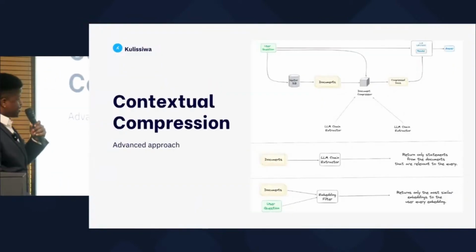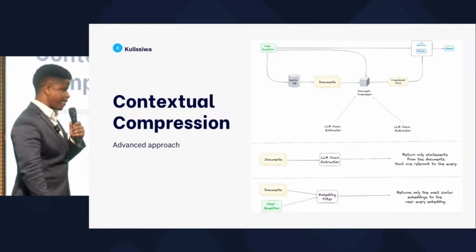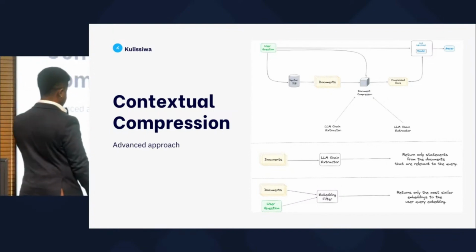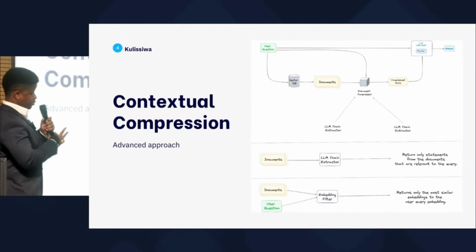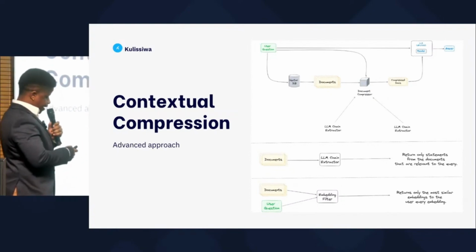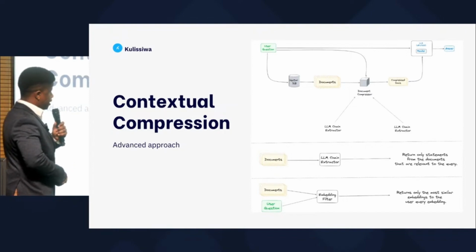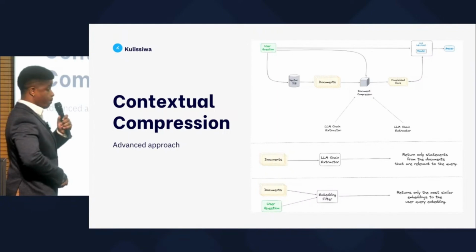Okay, so let's talk about contextual compression. There was a paper by Microsoft, and I tweeted about this. I think it went viral. The idea is very simple. You have your vector database, you retrieve your documents, but then before you pass the documents back to the LLM, you do one of 2 things or both.